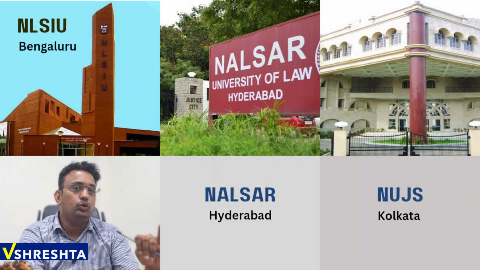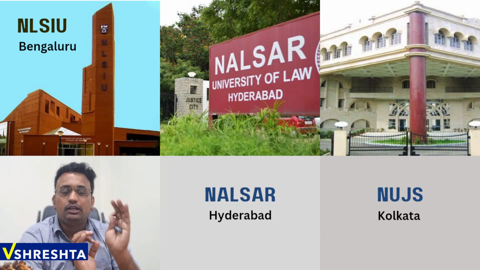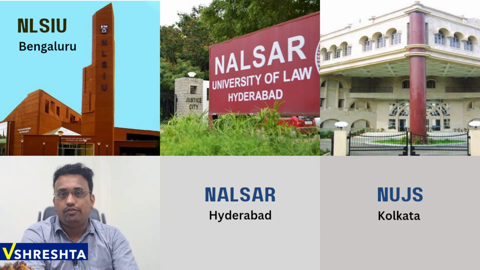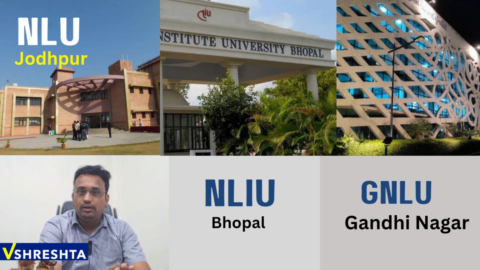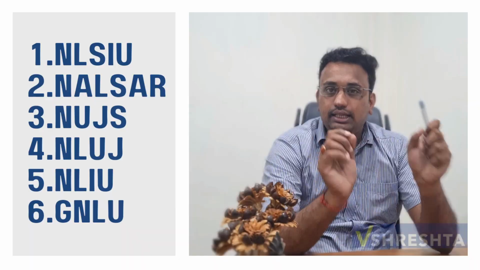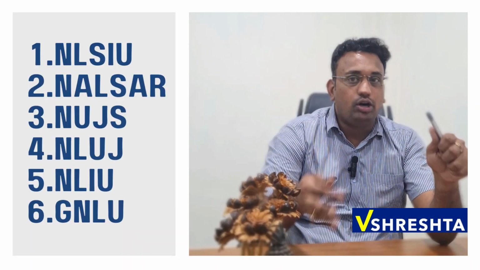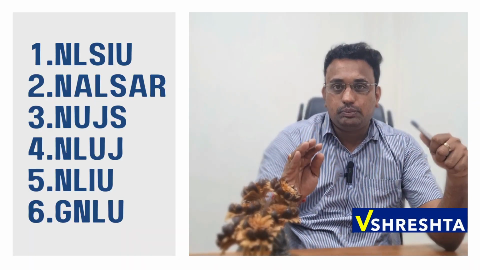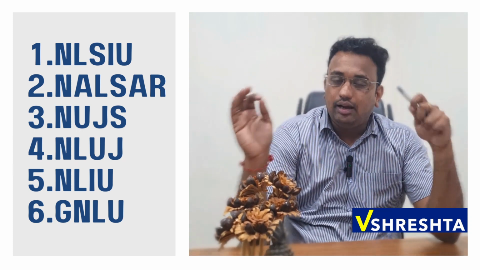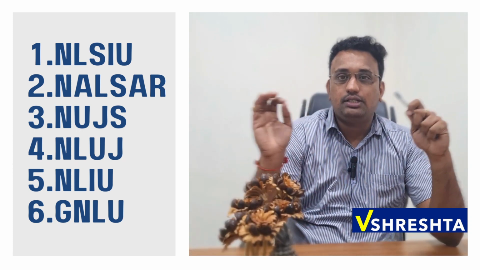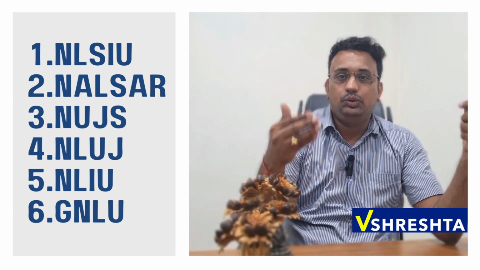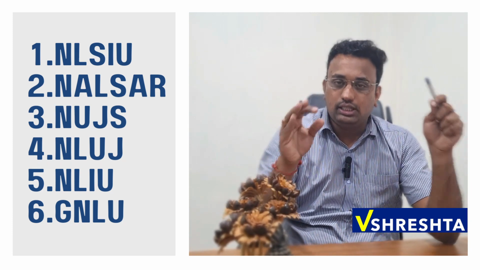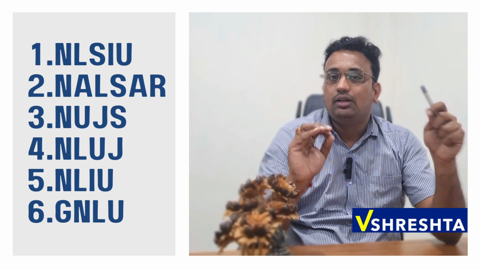The first set of lists is NLSIU Bengaluru, Nalsar Hyderabad, NUJS Kolkata in West Bengal, NLU Jodhpur, NLIU Bhopal, and GNLU Gandhinagar. These six have to be in the same order. You cannot take any chances with skipping these universities, be it proximity, distance, or language preference. Ensure that you fill this NLU list in the same order as mentioned.